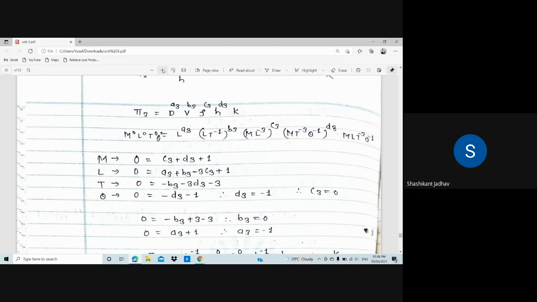So first of all we have to write down the equation in the form of dimensions. What is the dimension of pi 3? That is M raised to 0, L raised to 0, T raised to 0, theta raised to 0 is equal to, then write down the dimension of each term on the right hand side. Take the powers of a3, b3, c3, and d3, and equate the powers on both sides, and by using that calculate the values of a3, b3, c3, and d3. Do this calculation within 2-3 minutes.